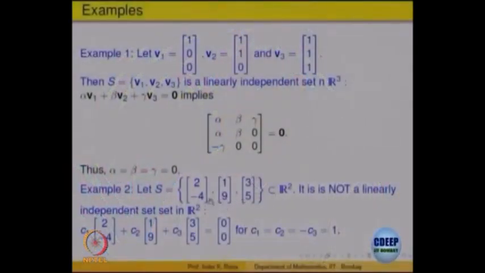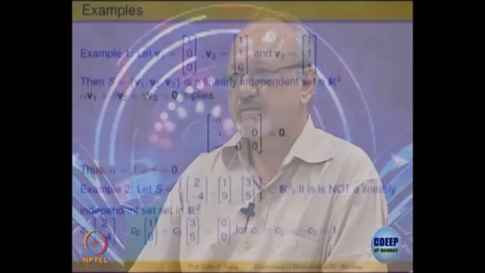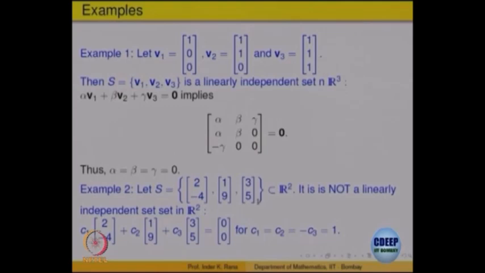This phenomenon is going to happen very often. These are 3 vectors of 2 components each. Whenever you have a collection of vectors where the number of components is less than the number of vectors, they are always going to be linearly dependent vectors.